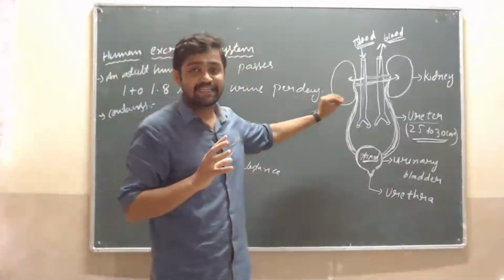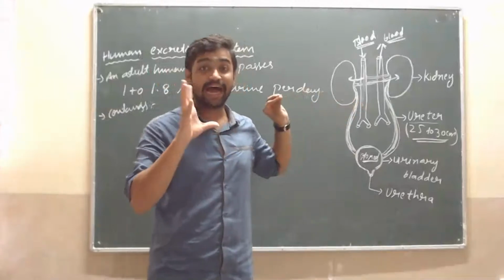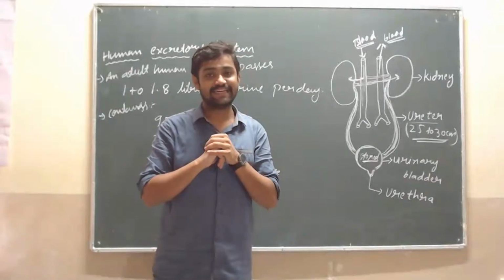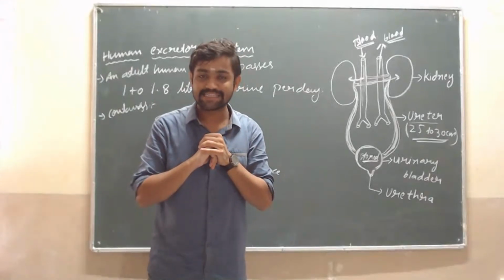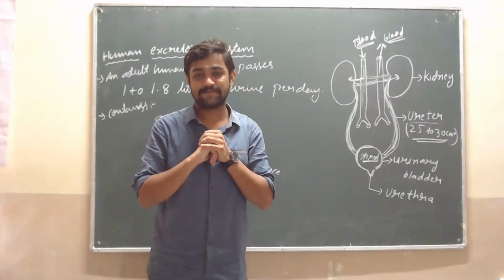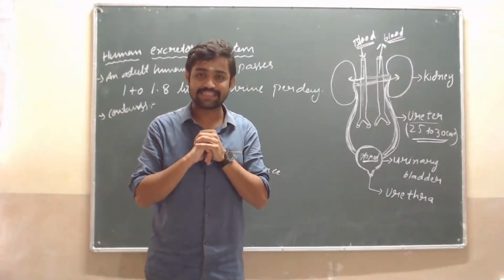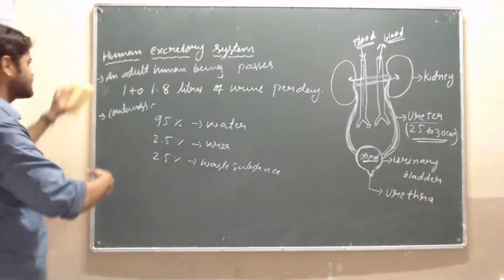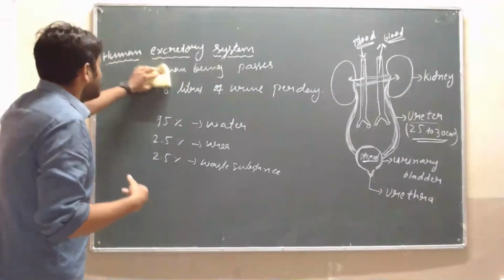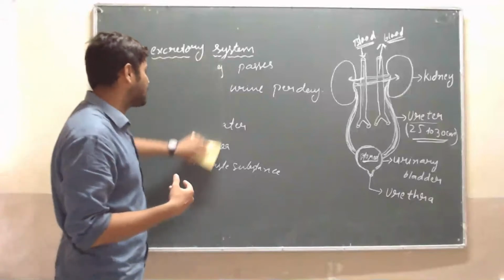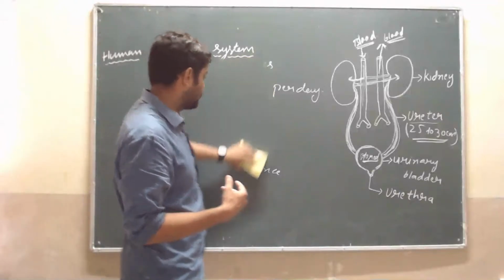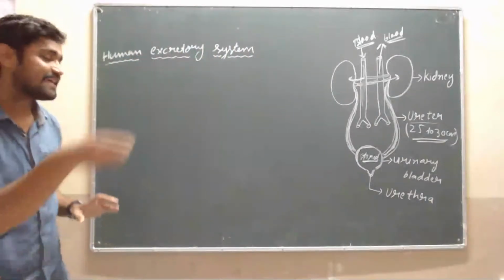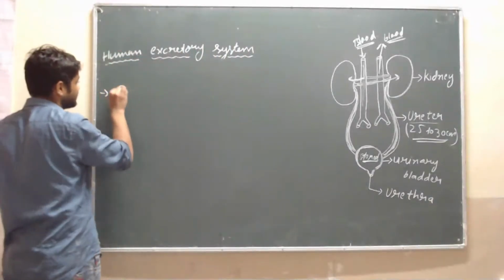Because of that, the doctors will use artificial kidneys, and that process is called dialysis. What is dialysis? Dialysis is nothing but filtering the blood or filtering the waste substances using an artificial kidney. That is called dialysis.